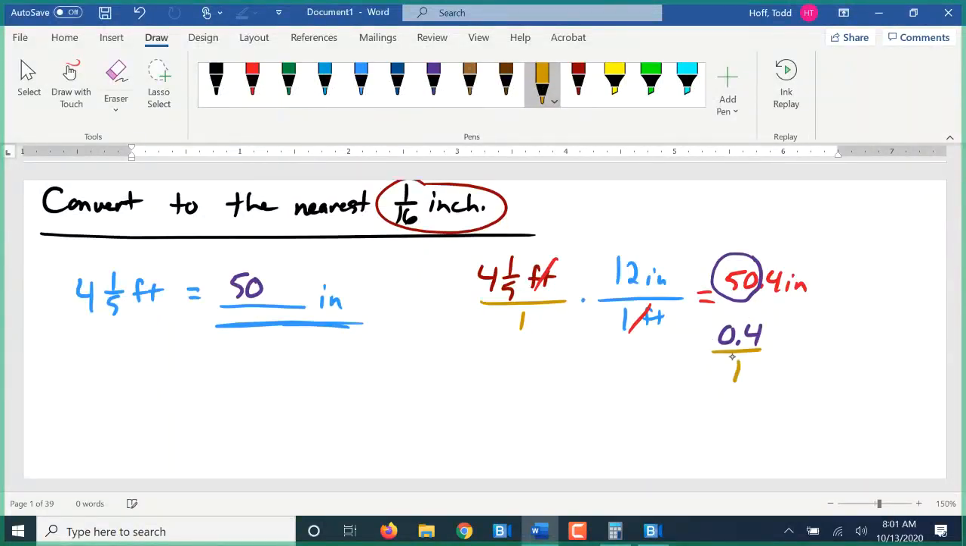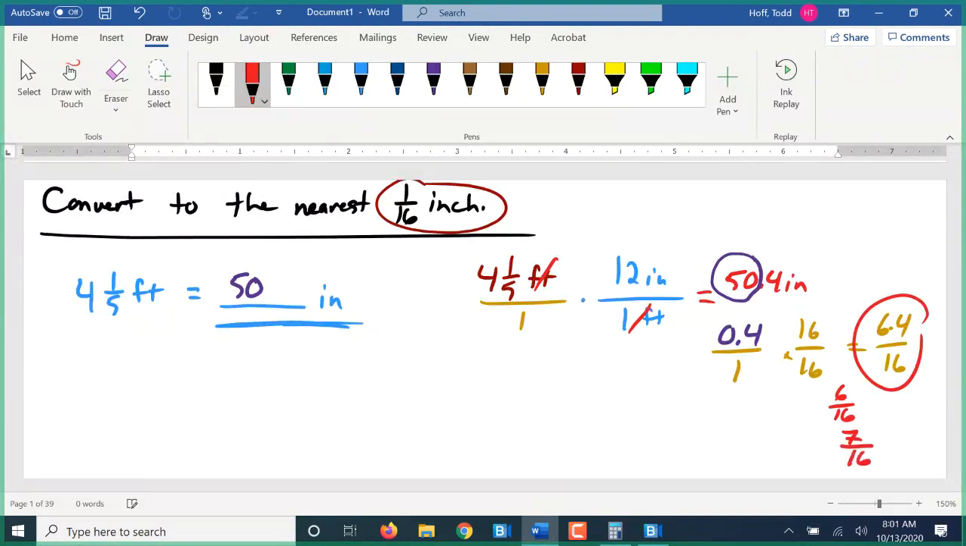If you recall, what we do to turn that to the nearest 16th is we put it over 1. We turn the 1 into a 16th by multiplying it by 16. We multiply the numerator by 16 as well. 0.4 times 16 is 6.4. So that 6.4 over 16 is telling us that this is between 6/16 and 7/16. Well, 6.4 is closer to 6. So that is 6/16, which will reduce to 3/8. So that 4 1/5 feet converted to inches to the nearest 16th of an inch is 50 3/8 inches.